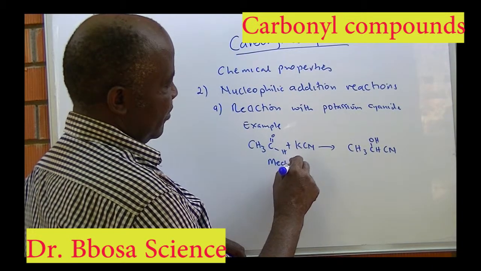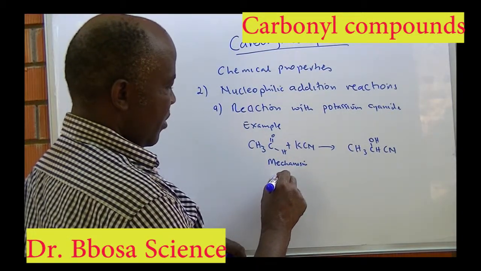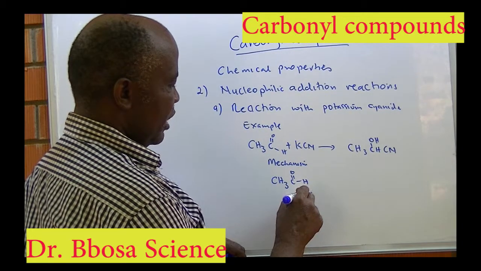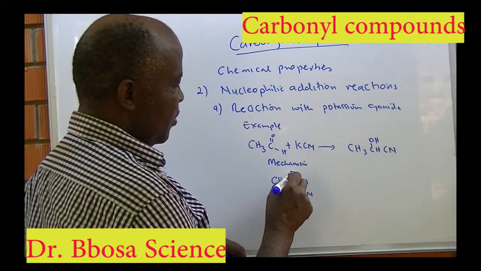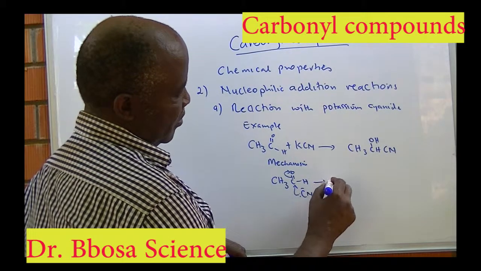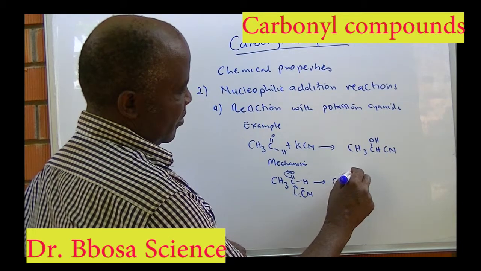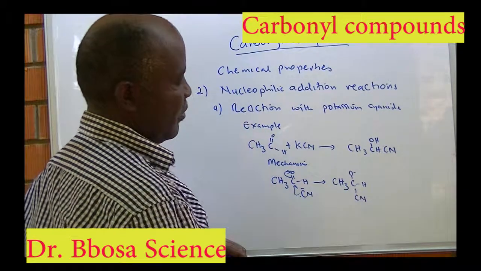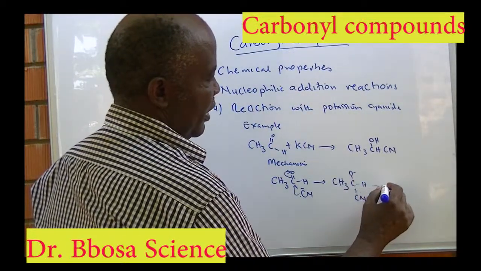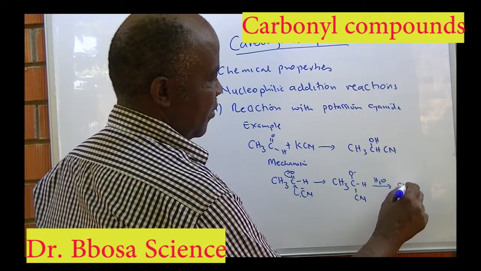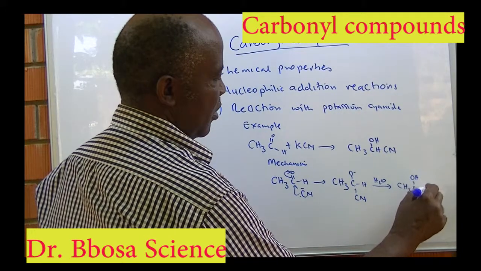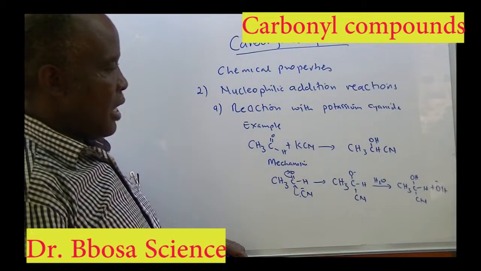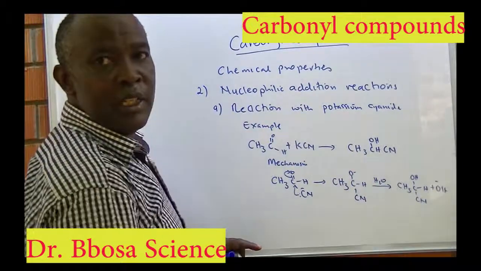Mechanism: the cyanide ion uses the pair of electrons to attack the carbonyl carbon. This double bond breaks. The bond is between carbon and carbon. When we add water, we get the product plus OH ion. The reaction is important because it increases the chain length by one carbon atom.